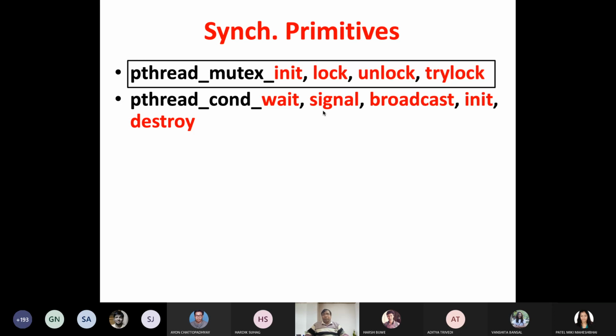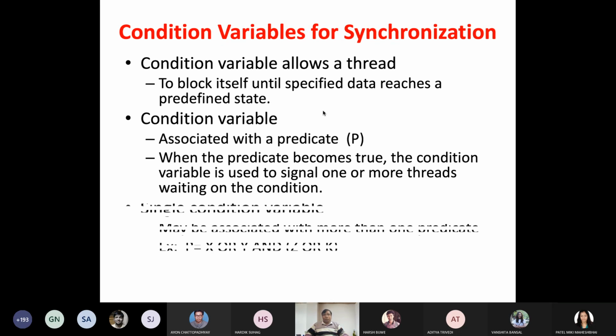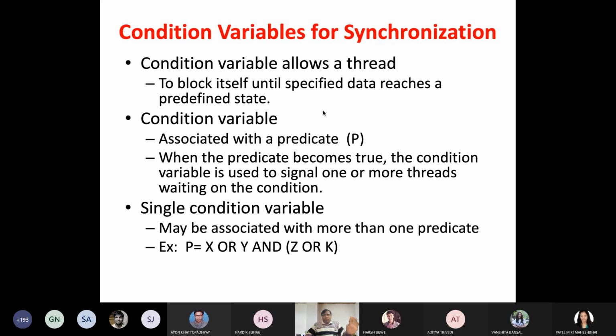There is condition wait, signal, broadcast, and init. This is already discussed in our OS course, so we are not going to discuss condition variables. I simply took this from the OS book itself, so there is no need to discuss what a condition variable is and other things.